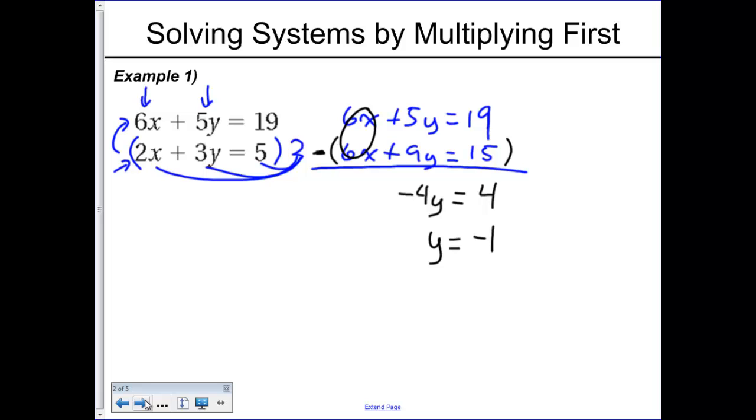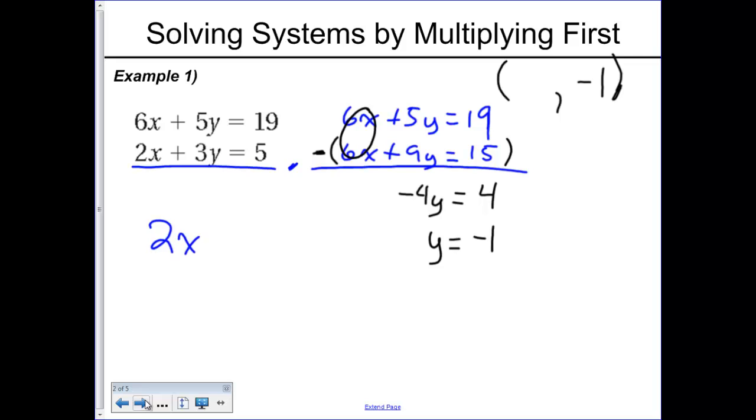Now keep in mind that this is a system, which means I have to have two solutions. My y coordinate is negative 1. I now have to solve for x. My recommendation is to go back to one of your original equations to solve for x, not one of your altered equations. I'm going to use this one right here.